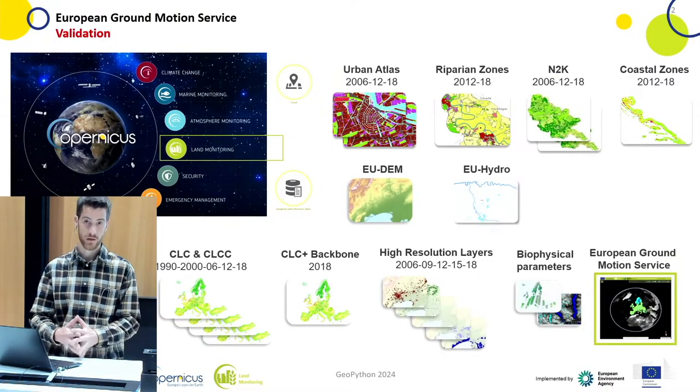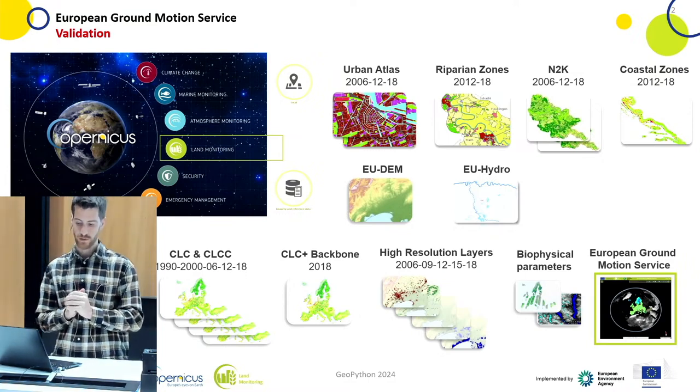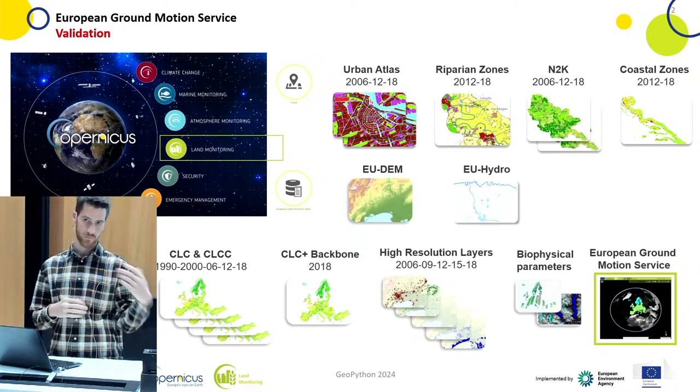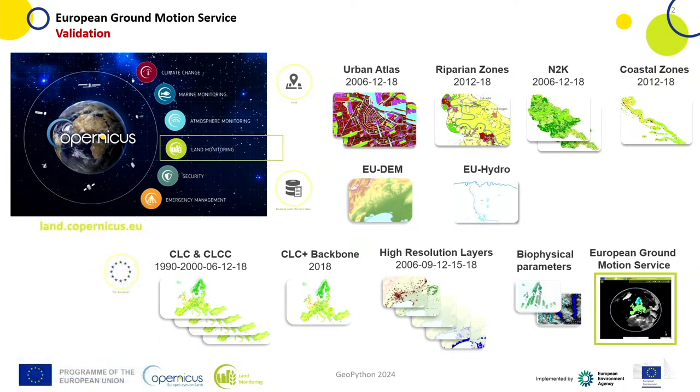The Copernicus European Ground Motion Service belongs to one of the programs of Copernicus, the land monitoring, which is composed of other layers, as you may know, mostly on land cover, vector, and high-resolution raster layers, and other layers such as the EU-DEM or the EU-Hydro, more thematic, no? Elevation and rivers. So it's a very complete open data platform, and it is all paid by our taxes, no? So it's really interesting to have those.